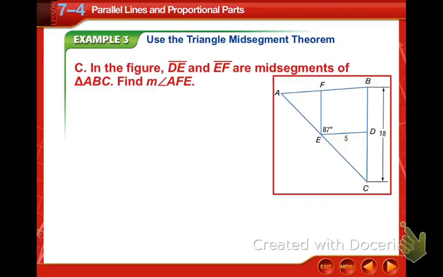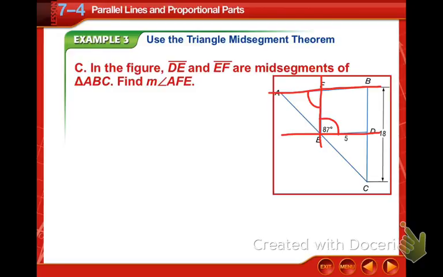So here's our next one. Same picture, different question. Now we need to find the measure of angle AFE. So, once again, we remember that midsegments are parallel to the sides that they are not touching. So that means that DE is parallel to AB. So we have two parallel lines. And FE is our transversal. We are looking for this angle here, and the alternate interior to it is 87.